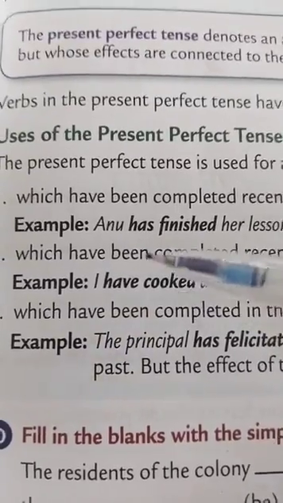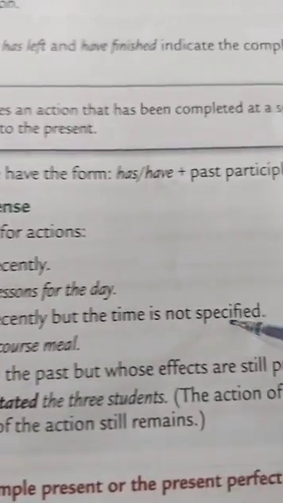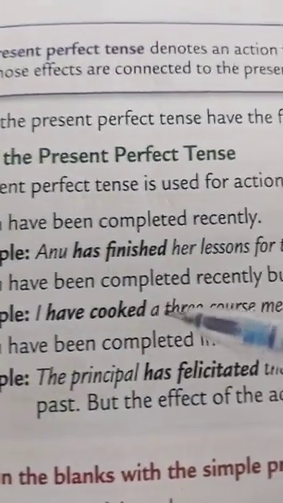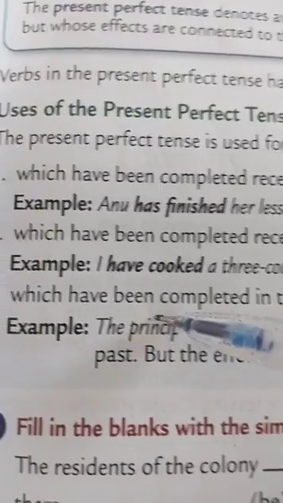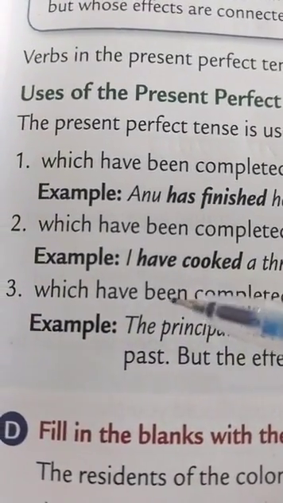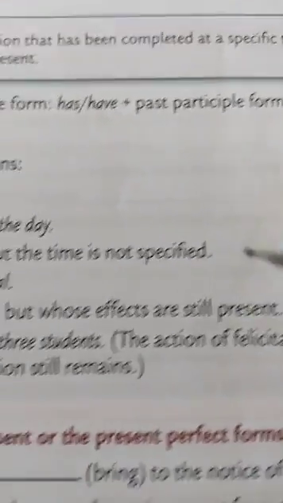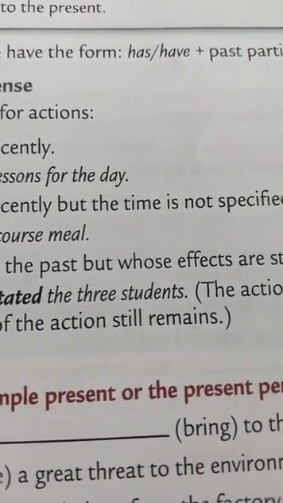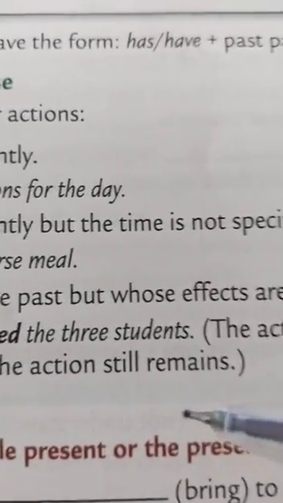We also use present perfect tense for actions which have been completed recently, but the time is not specified, like I have cooked a 3-course meal. Now we use present perfect tense to denote actions which have been completed in the past but whose effects are still present. Example, the principal has felicitated the 3 students. The action of felicitation was done in the past, but the effect of the action still remains.